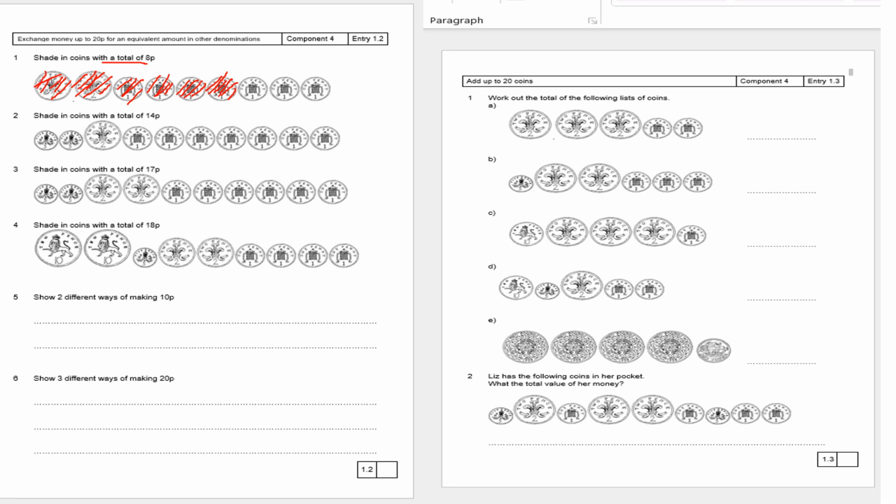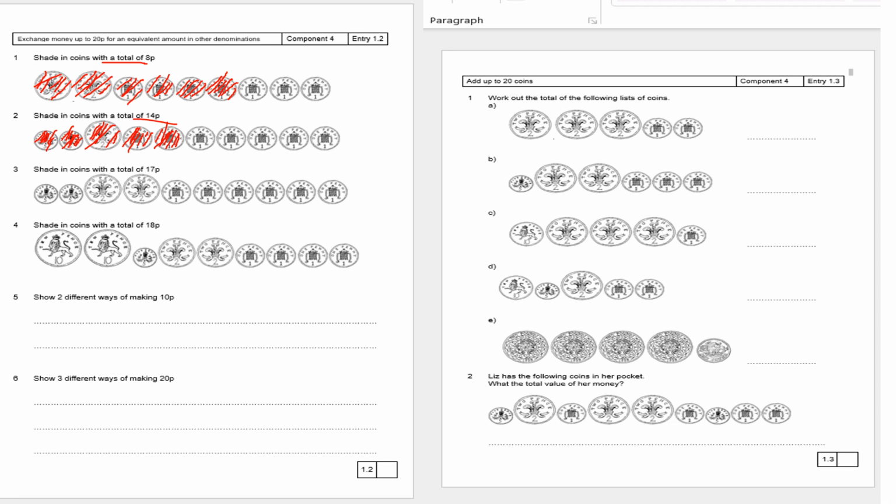Question number 2, shading the coins with a total of 14p. Well, that's actually a 5p. Sorry if it's a bit small, so that's actually a 5 pence coin. That's another 5 pence coin, so that'd be 10p. That's going to be 12p, then 2 pence, 13 pence, and 14 pence. Again, a little disclaimer, there is more than one way to get the answer.